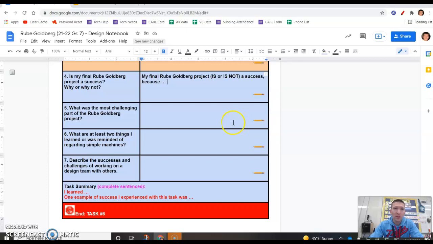So those are the reflection questions for task number 6, and then you can answer your summary here of what did you learn and one example of success. And you are finally done then with your design notebook. Assuming you have tasks 1 through 5 completed with this, then you can submit it.